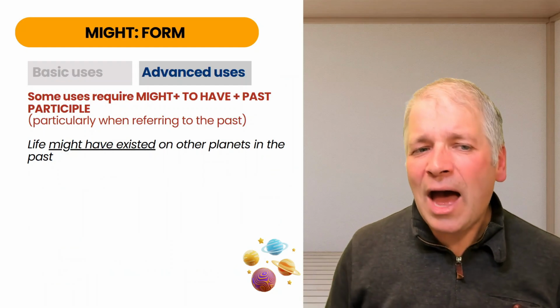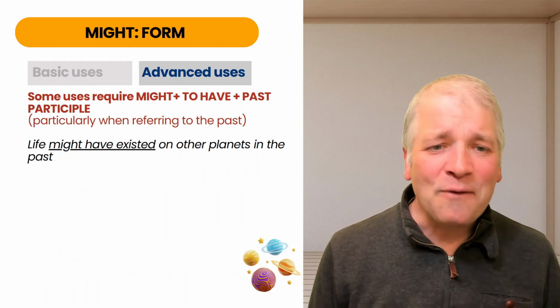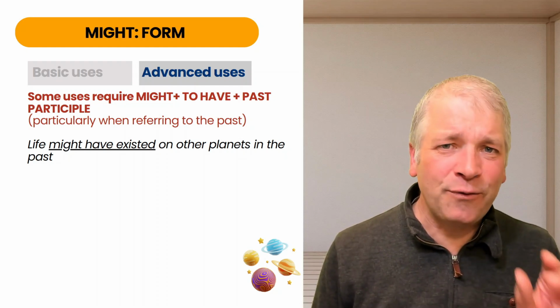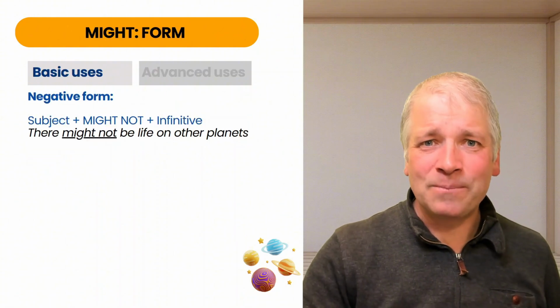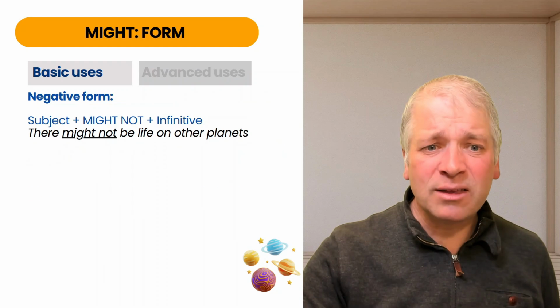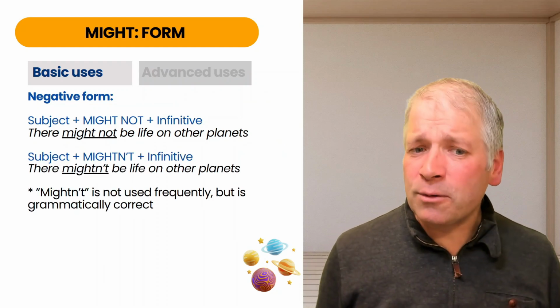At a more advanced level, like with some of the other modals we've looked at, we can add have and the past participle, particularly when referring to the past. Life might have existed on other planets in the past. So here we're referring to possibility in the past. In the negative form, subject followed by might not, then infinitive, or we could use mightn't, although mightn't is not used frequently.